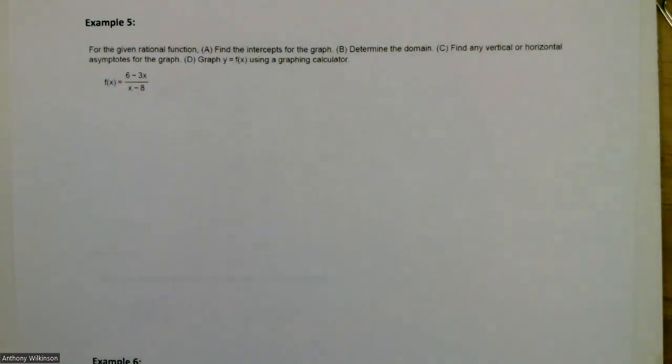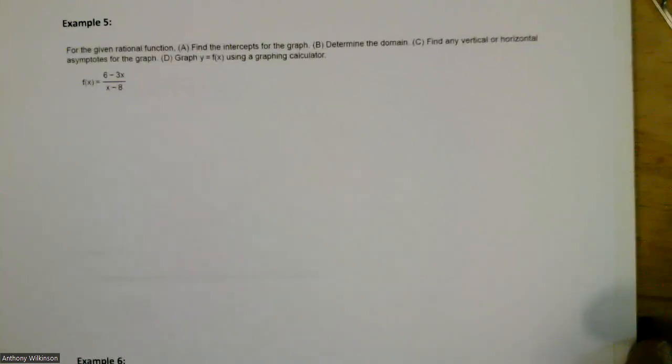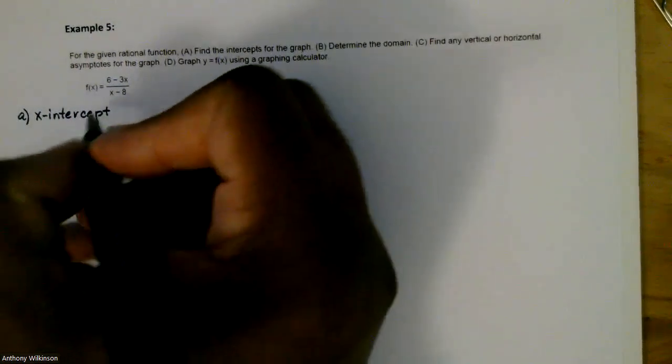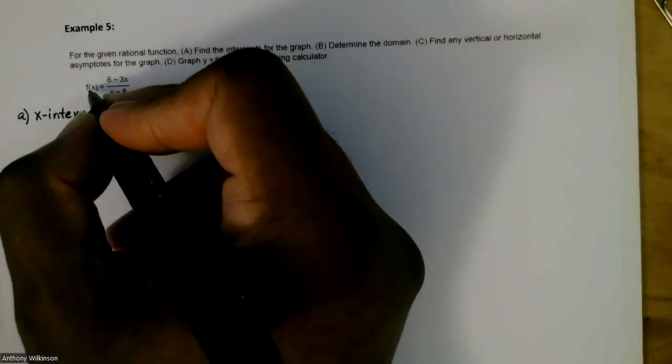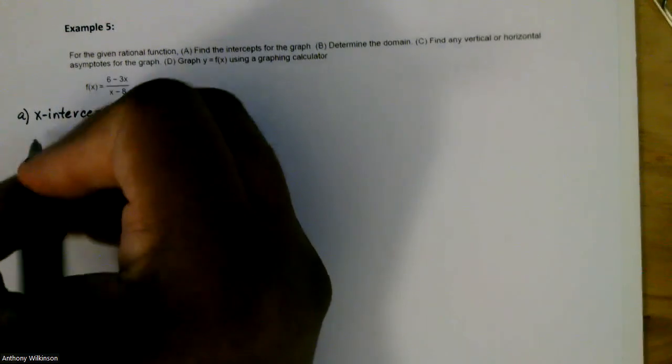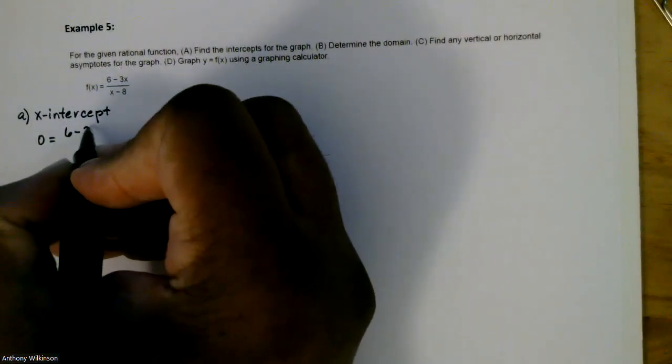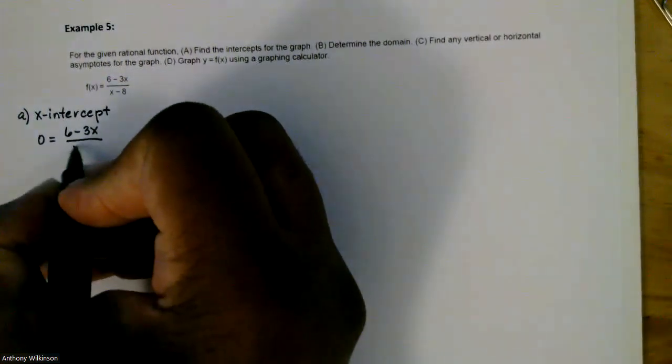So let's first find our x-intercepts and y-intercept. So let's start with the x-intercept. So here we set f of x to be equal to 0. So this f of x will be 0, and that's equal to 6 minus 3x divided by x minus 8.